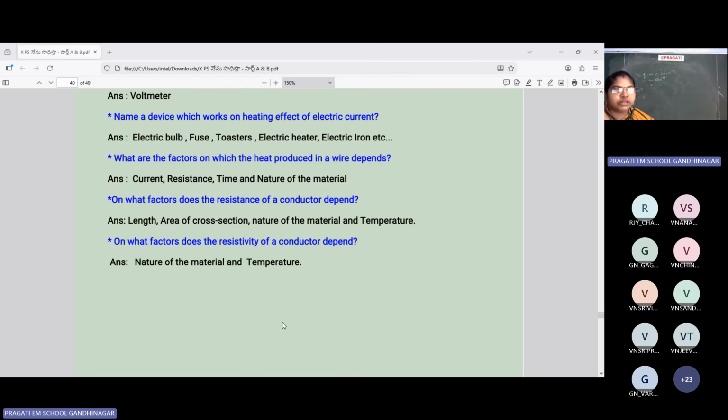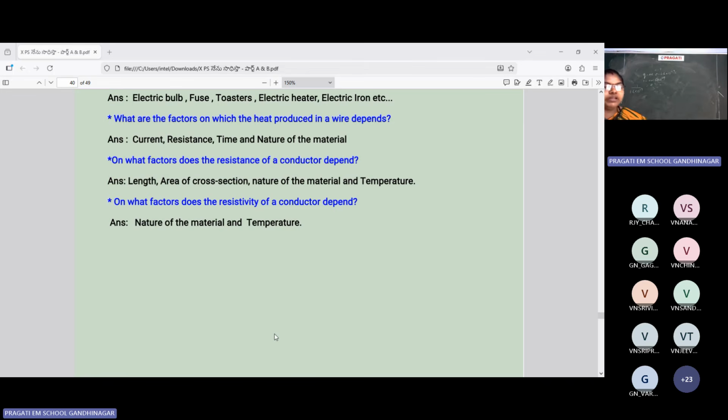This is given in our cycle test also. What are the factors on which the heat produced in a wire depend? Heat means H is equal to I square RT. I means current, R means resistance, T means time, and also nature of the material. On what factors does the resistance of a conductor depend? Yesterday we discussed again: length, area of cross section, nature of the material, and temperature. On what factors does the resistivity of a conductor depend? Nature of the material and temperature.